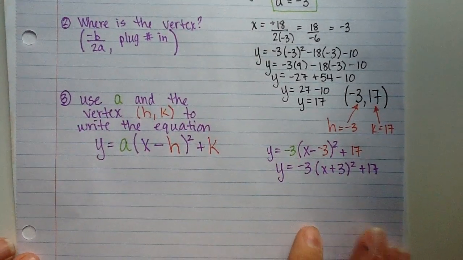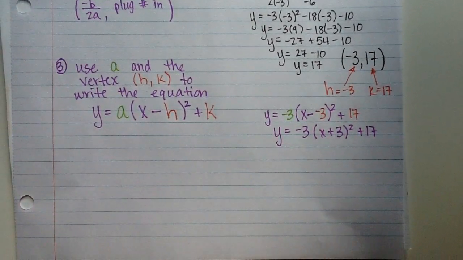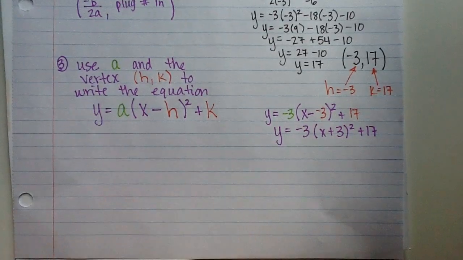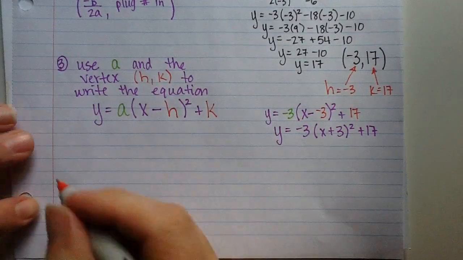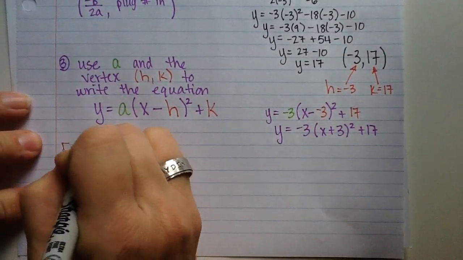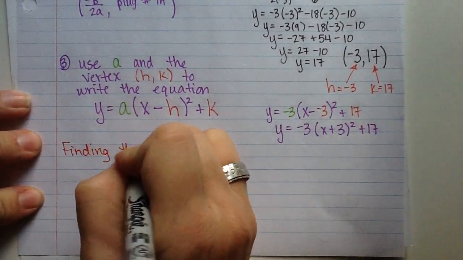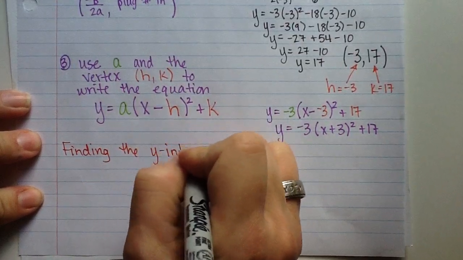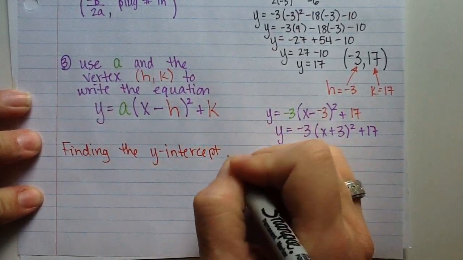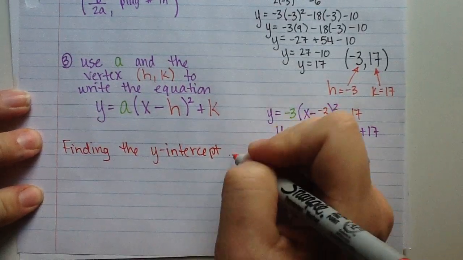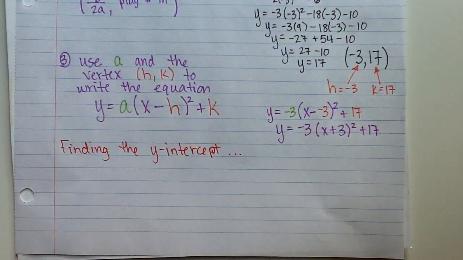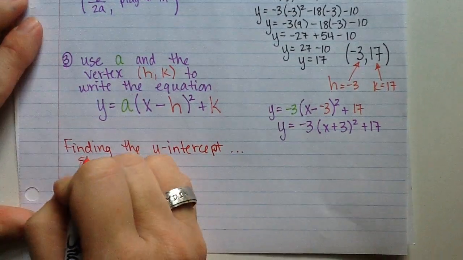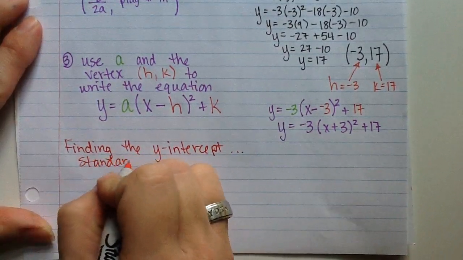Okay, we're going to practice that again in a second, but before we do, I want to talk to you about finding the y-intercept and how to do that in standard form and in vertex form. So, now which form is easier to find the y-intercept? Standard form or vertex form?